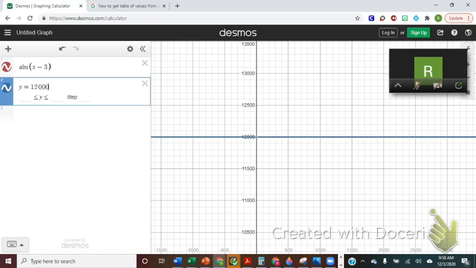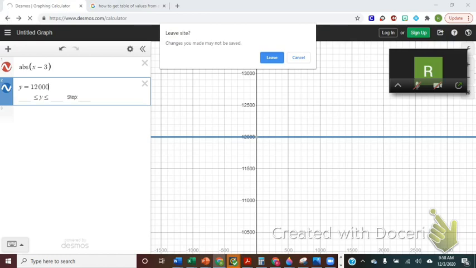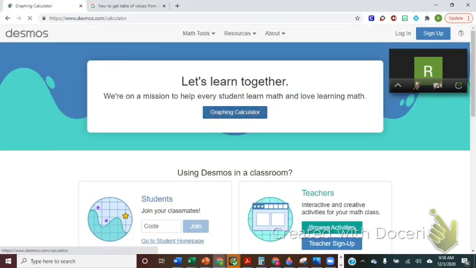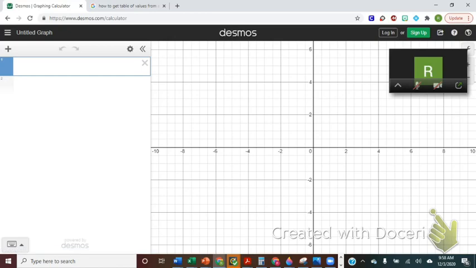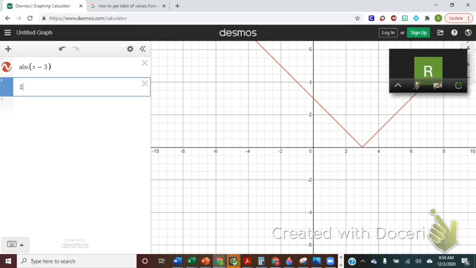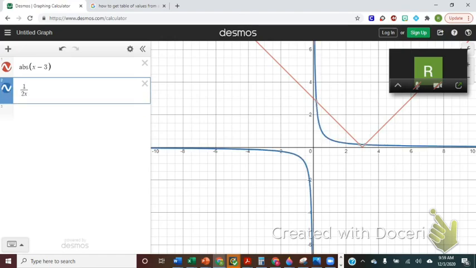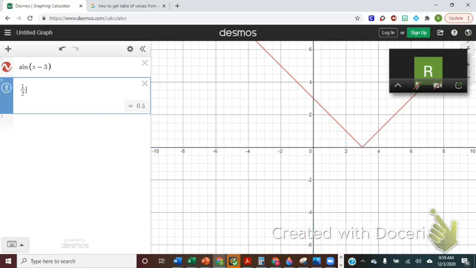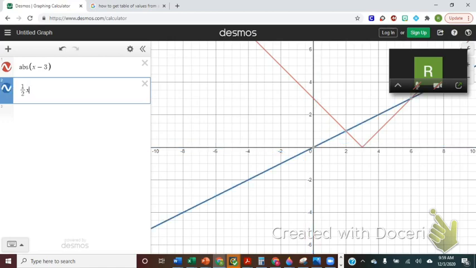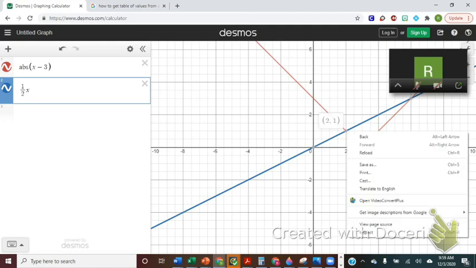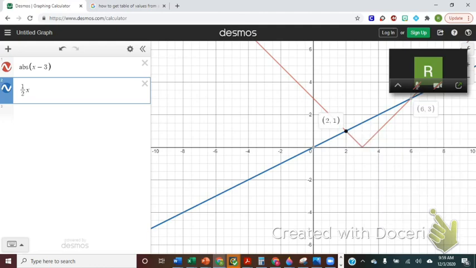I'm so sorry. I'm going to clear this out because I'm way zoomed in from the last problem I did. All right, so ABS, you got x minus 3. And then the next graph, you're going to do the 1/2 x. X is not in the bottom. Here we go, x on top. There we go. All right, so we have 2 points, right here and right here.